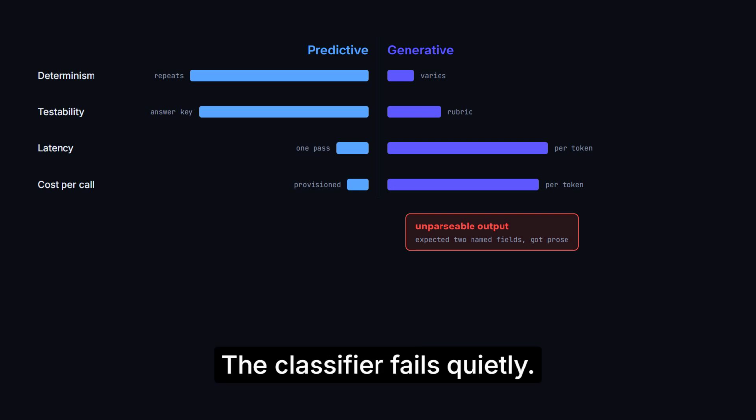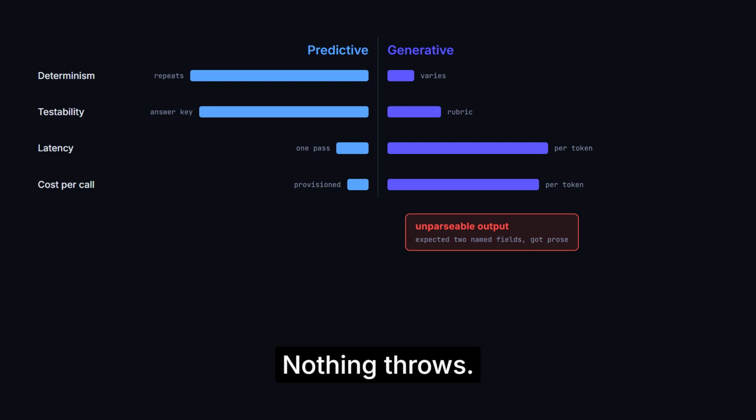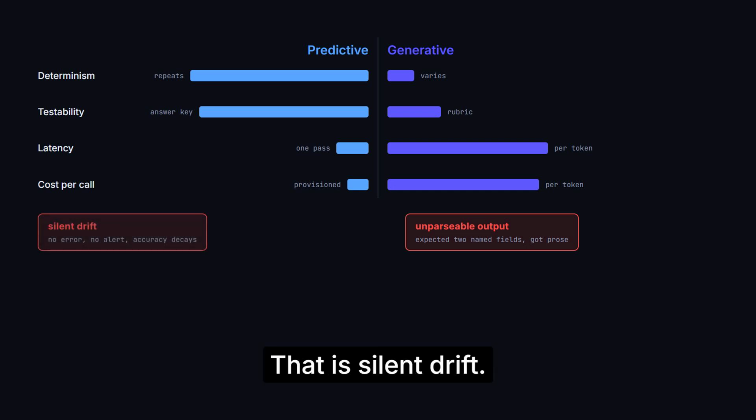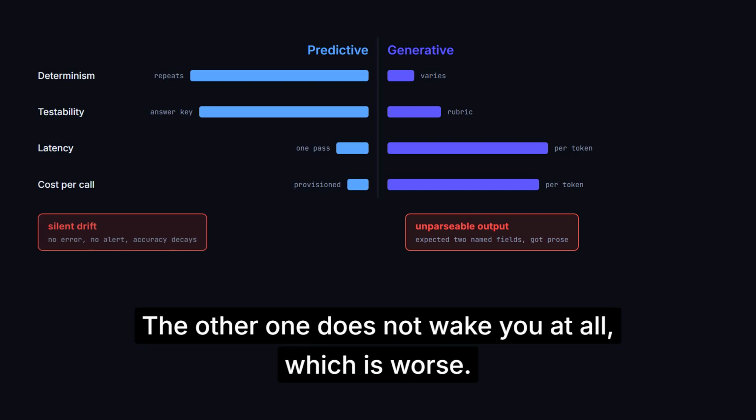The classifier fails quietly. The world moves on. The incoming data stops looking like the data it learned from, and accuracy decays. Nothing throws. No alert fires. The numbers still look like perfectly valid numbers. That is silent drift. One of these wakes you at 3 in the morning. The other one does not wake you at all, which is worse.